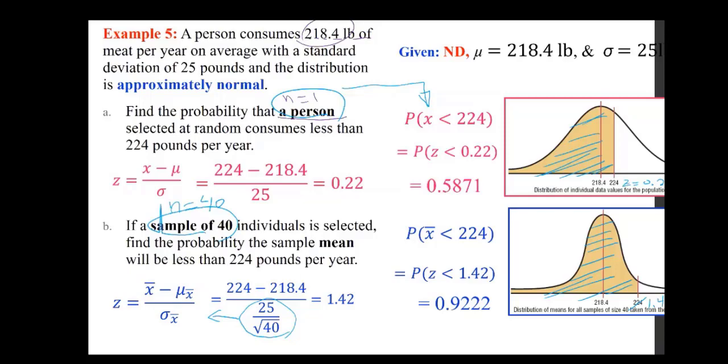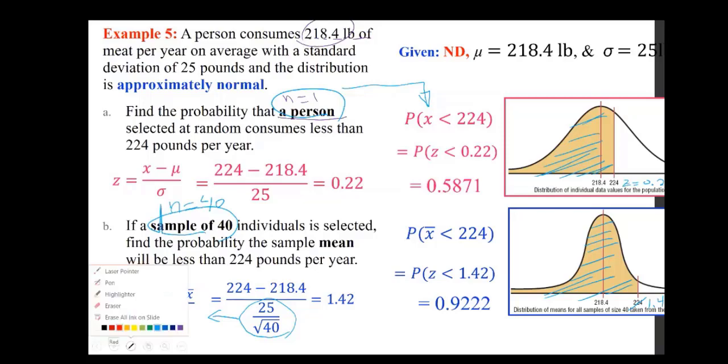I want to make sure we understand the difference between the two. With this situation, the probability that a person selected at random consumes less than 224 pounds per year would be about 58.71%. But if you have a sample of 40, the probability that the sample mean will be less than that would be 92.22%.